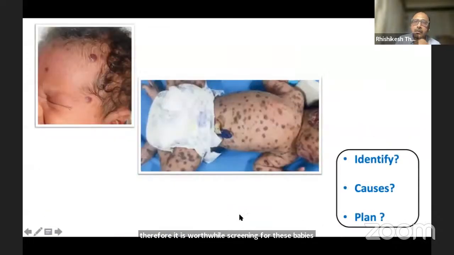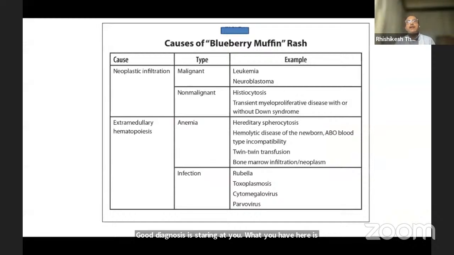This baby with this lesion, what is the diagnosis? The diagnosis is staring at you. What you have here is what is called a blueberry muffin rash. And whenever you see a blueberry muffin rash, you must ask, is it neoplastic or non-neoplastic?